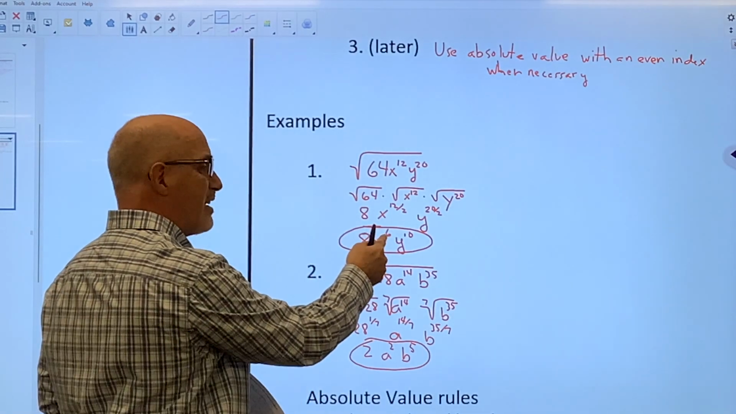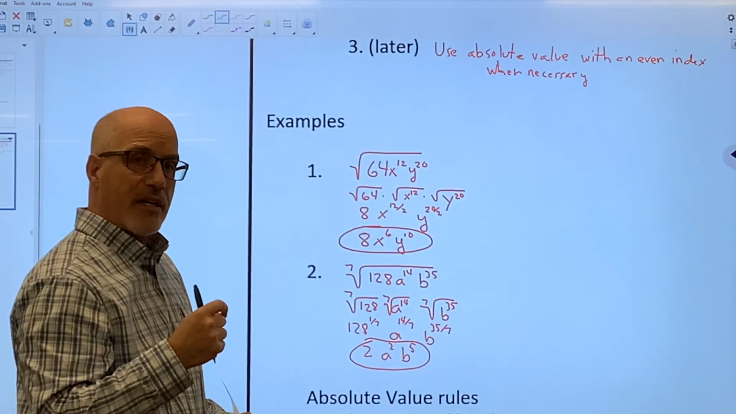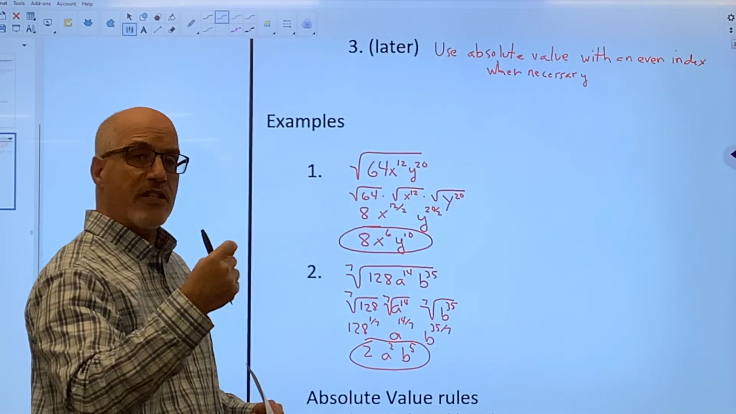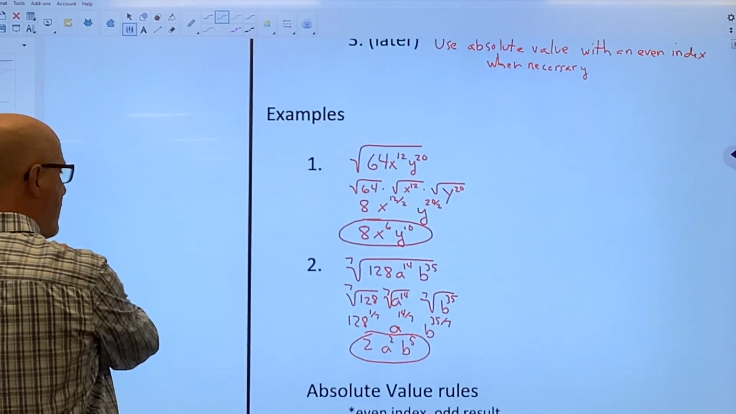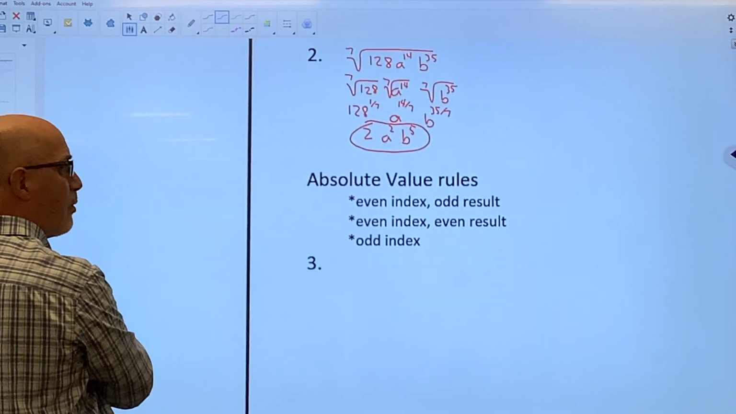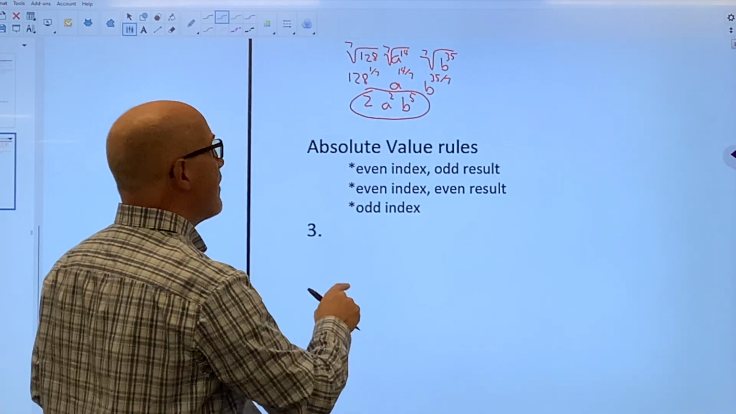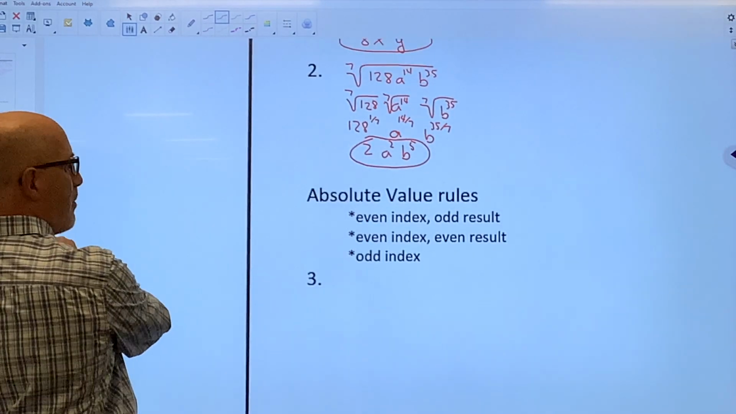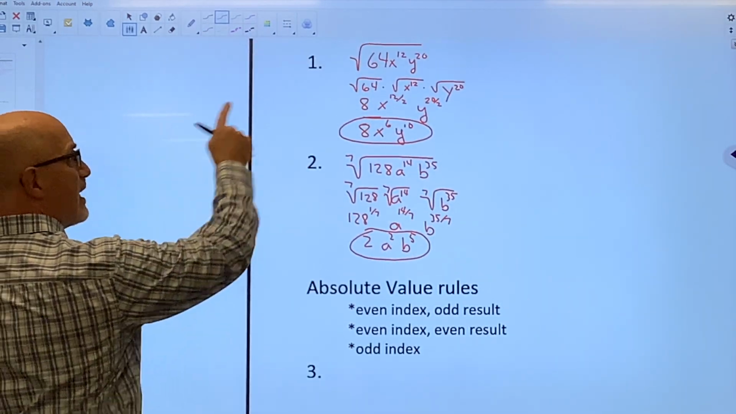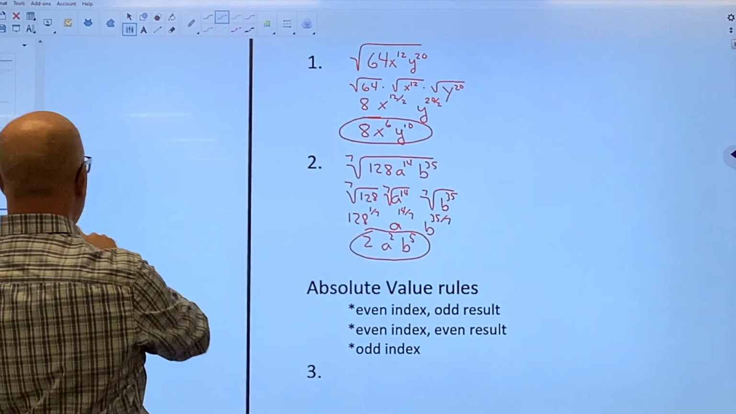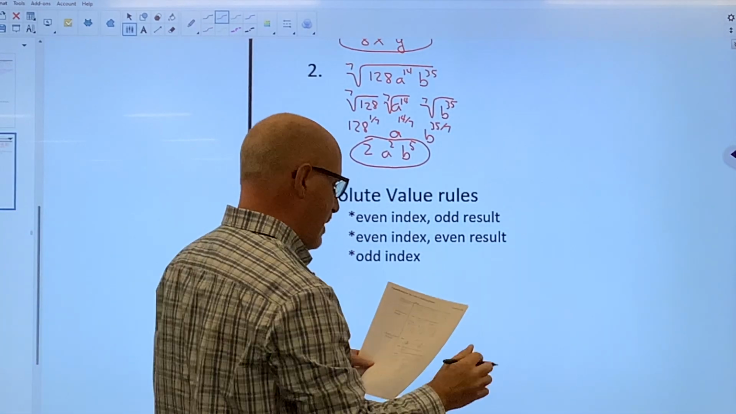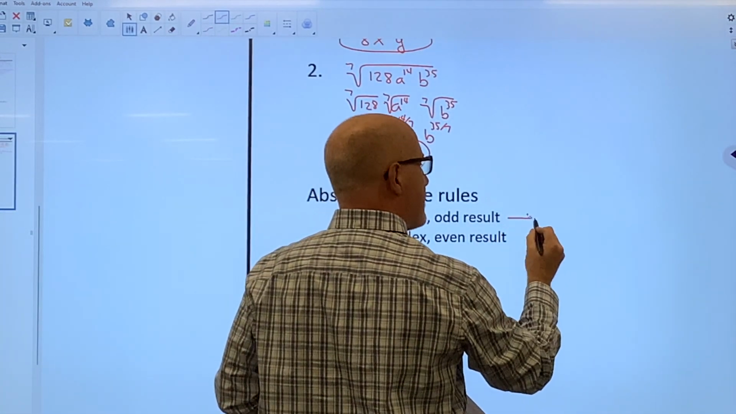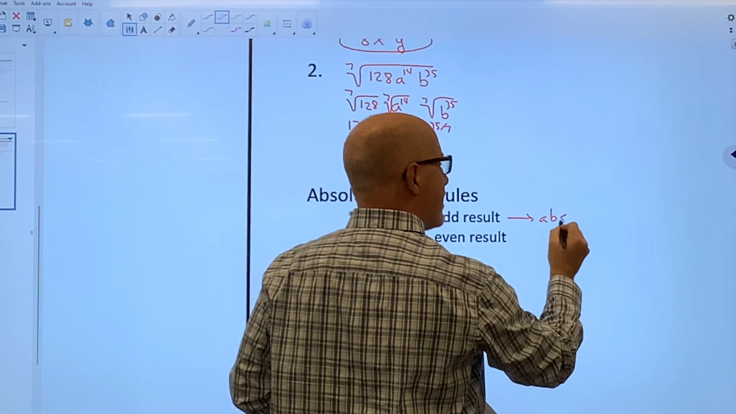If this has an odd exponent on it, we've got to ensure that it's positive by putting absolute value on it. So let's come up with a couple rules down here that will help guide us. If you have an even index on the problem, like this one, even index, but there's an odd result in it, and I'll show you an example of that coming up, you need to put an absolute value on that part of the problem.